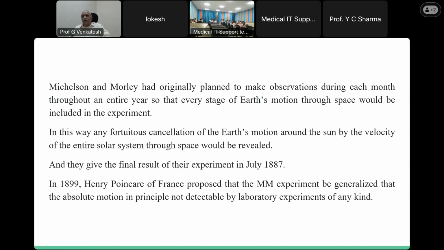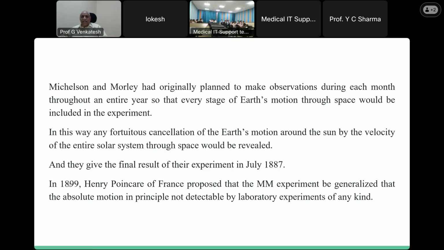And Michelson and Morley had originally planned to make observations during each month throughout the entire year, so that every stage of Earth's motion through space would be included in the experiment. In this way, any fortuitous cancellation of the Earth's motion around the Sun by the velocity of the entire solar system through space would be revealed. And they gave the final result of their experiment in July 1887.